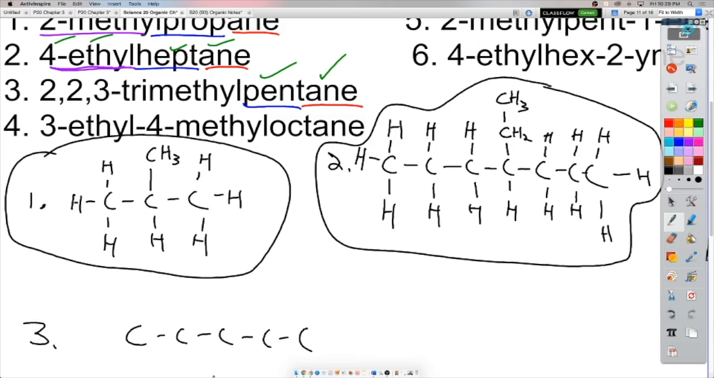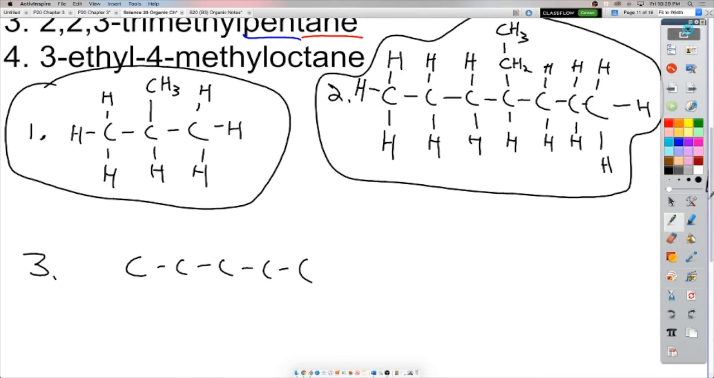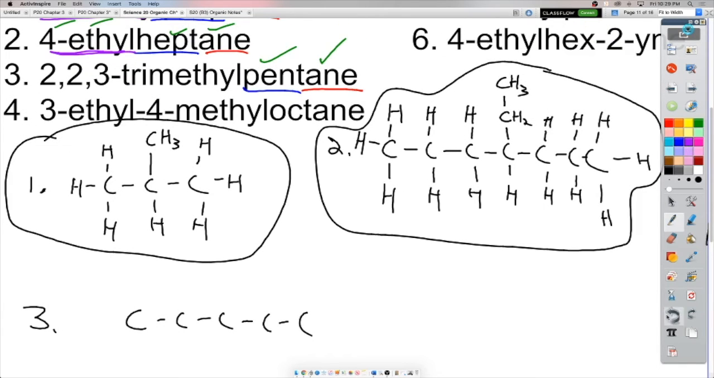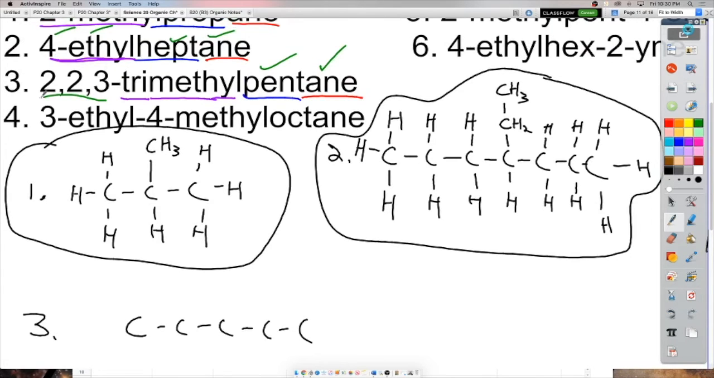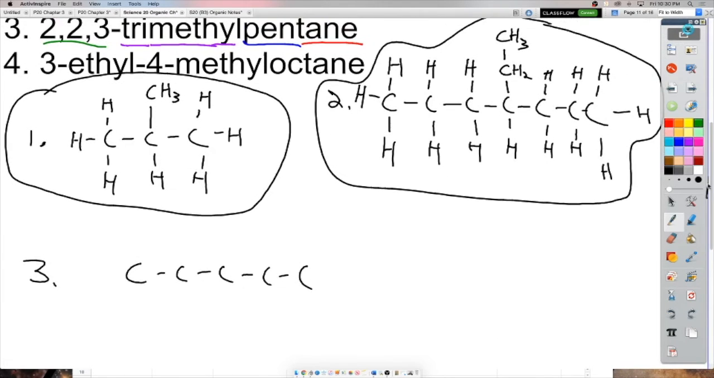Okay, now 2,2,3 trimethyl. Intimidating at first, but all that means is, first of all, trimethyl. What does that mean? It means there's 3 methyls somewhere on this thing. When I say somewhere, you say, but where? And we say, oh, right, 2,2,3. That tells us where they are. So there's 3 methyls, 1 on the 2, another 1 on the 2, and then 1 on the 3.